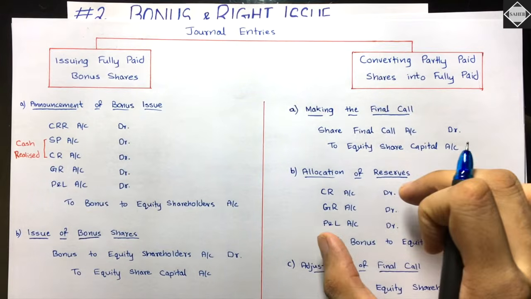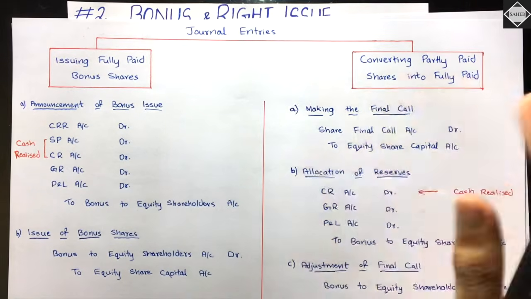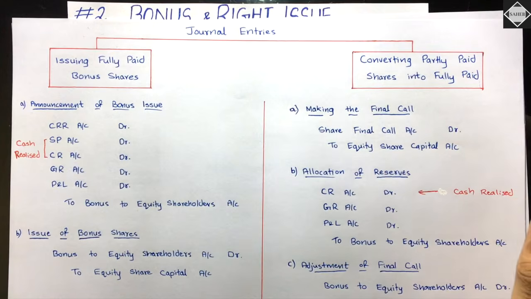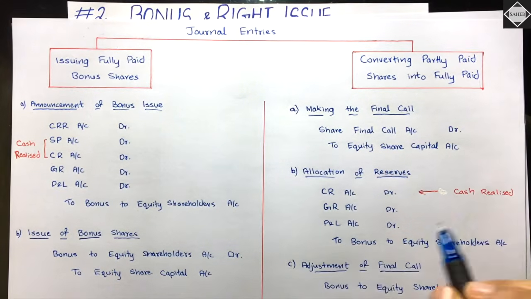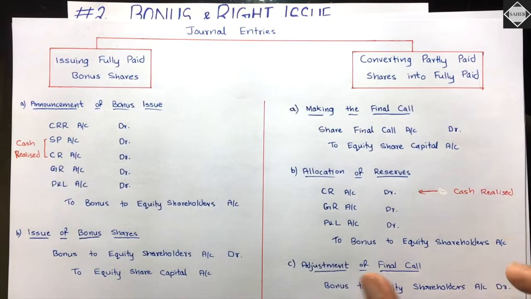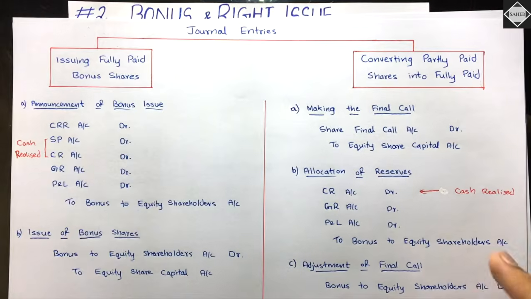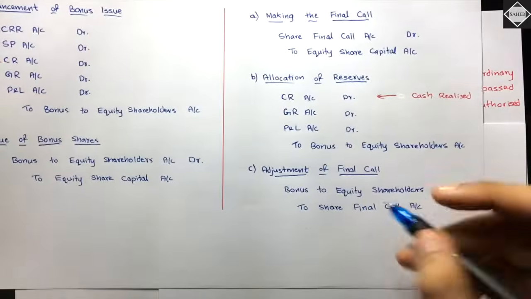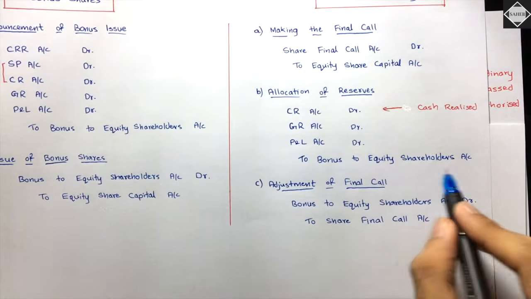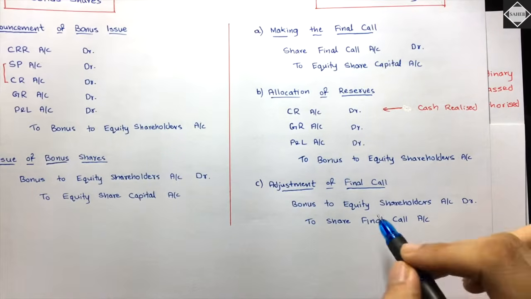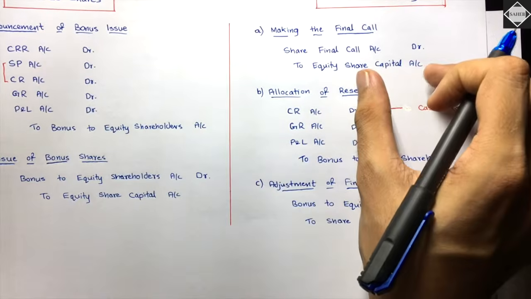So you have to decrease the reserves over here, and you have to follow the law properly. Here you cannot use CRR, you cannot use securities premium. You will only use capital reserve in cash and then free reserves. You will use up the reserve and then transfer that value to the dummy account, bonus to shareholders, and then you have to adjust the final call. This final call account you cancel over here, and the bonus to equity shareholders will also get cancelled over here. Ultimately, reserves got decreased and capital got increased.